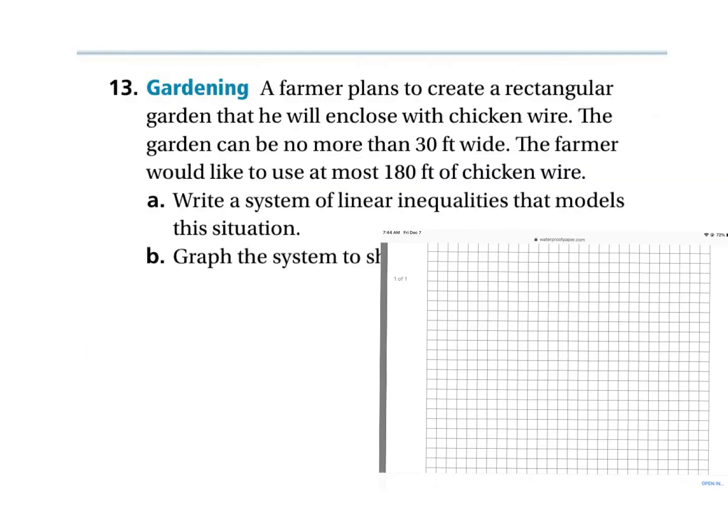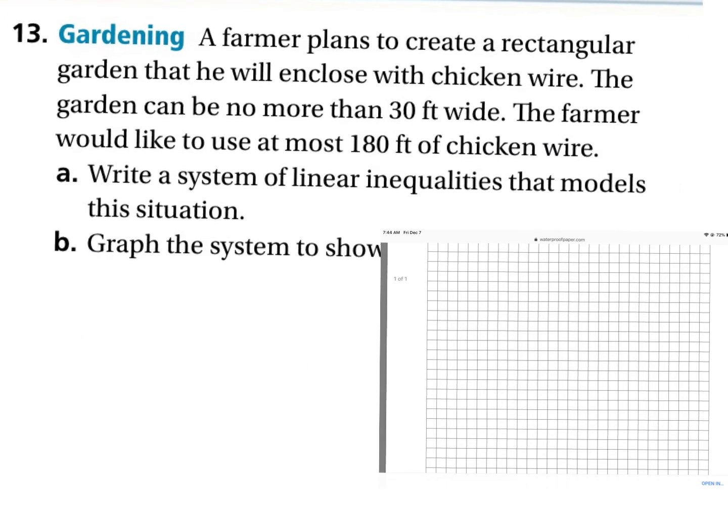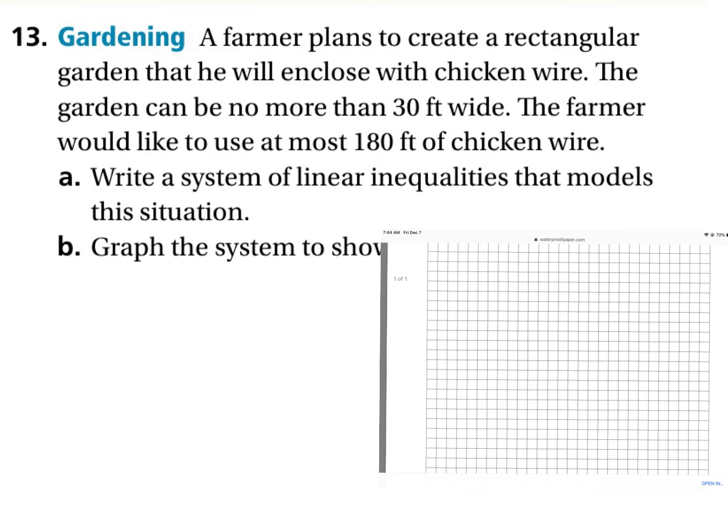Number 13, a farmer plans to create a rectangular garden that he will enclose with chicken wire. The garden can be no more than 30 feet wide. The farmer would like to use at most 180 feet of chicken wire. Write a system of linear inequalities and then graph it.